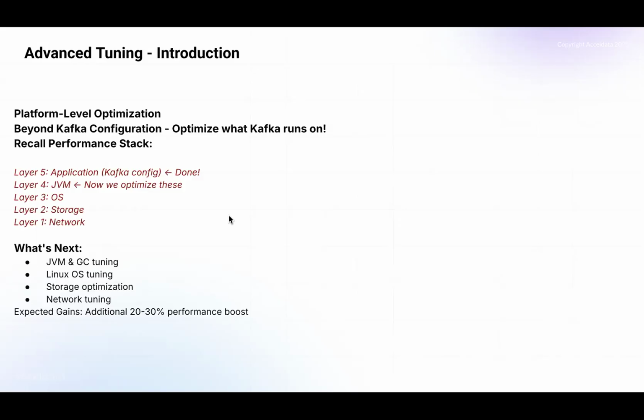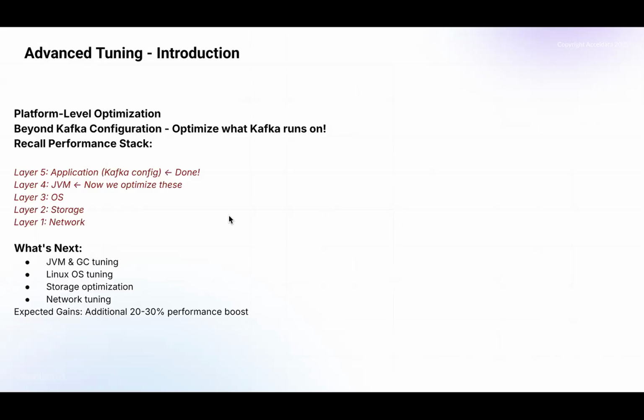Think of it as a 5 layer stack: on top is your application and Kafka configuration, below is the JVM, and below that is the operating system, below that is storage, disk or file system, and at the bottom is networking. We have optimized layer 5. Now we are optimizing 4, 3, 2 and 1. Expected gain is you can get an additional 20 to 30% performance boost from the platform tuning. This is on top of the 5 to 10x gain from the Kafka configuration.